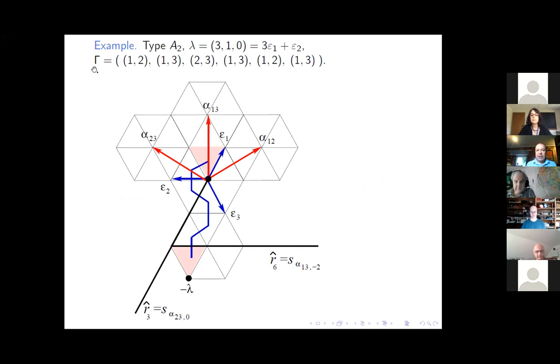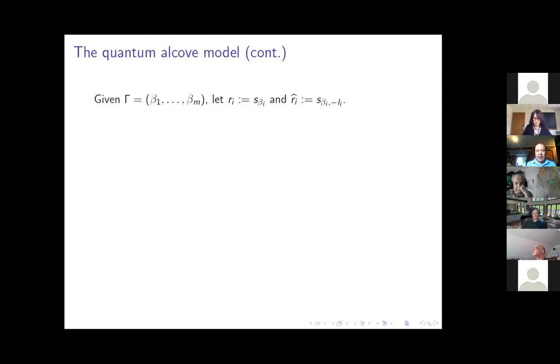The lambda chain gamma is simply obtained by recording all the hyperplanes crossed, that is, the finite roots corresponding to those hyperplanes. So here you see the root 1,2, so epsilon 1 minus epsilon 2, then 1,3 for the second hyperplane, 2,3 for the third one, and so on. Of course, there are many choices possible because there are many reduced decompositions possible. So that's a lambda chain.